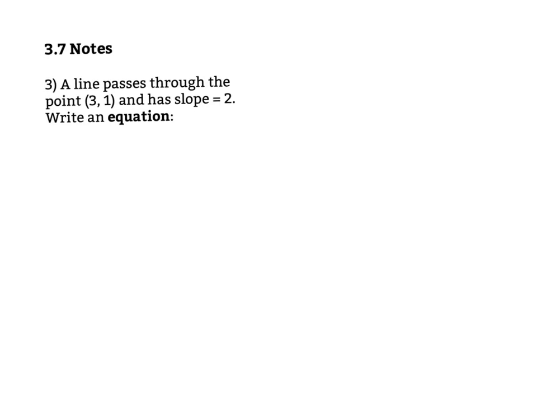In this problem, we're asked to write an equation for a linear scenario in which we are given a point and the slope of a line. So since we're asked to write a linear equation, what I want to remind you of is that it's going to look like this: y equals mx plus b, where m is our slope and b is the y-intercept.